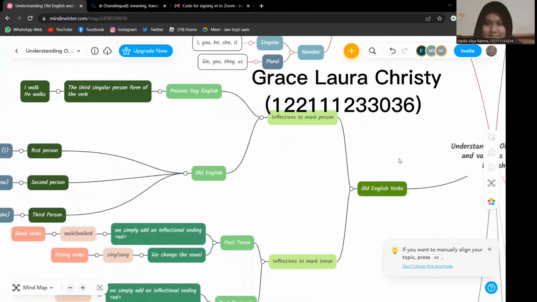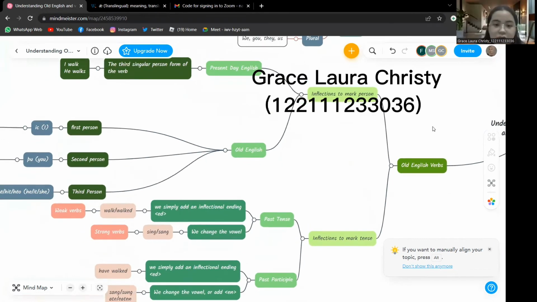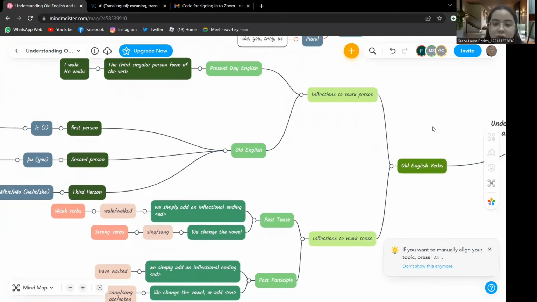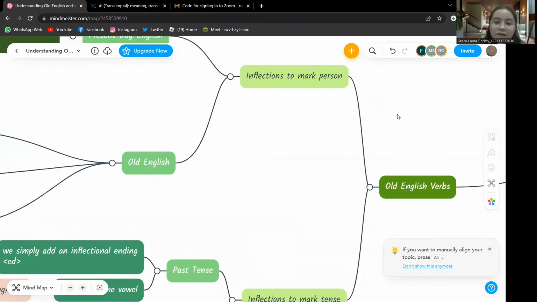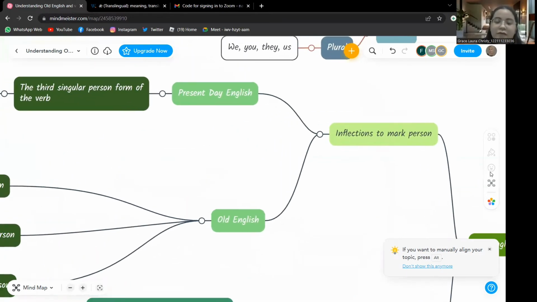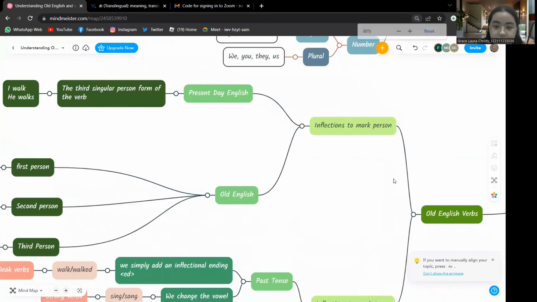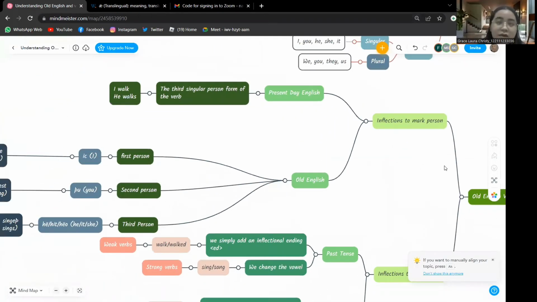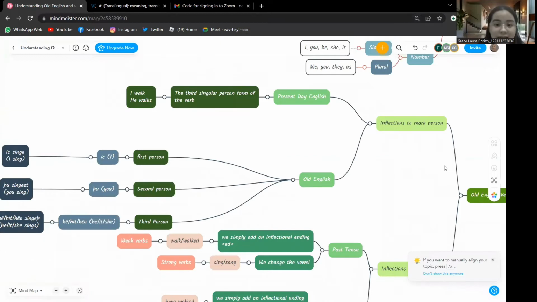Okay, thank you. Now we come to the next part, which is the Old English verb. Just like nouns in Old English, which inflect for case, gender, and number, the verbs in Old English also inflect to mark person and tense.